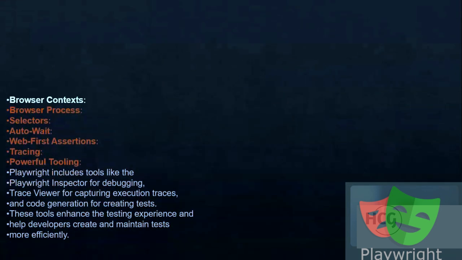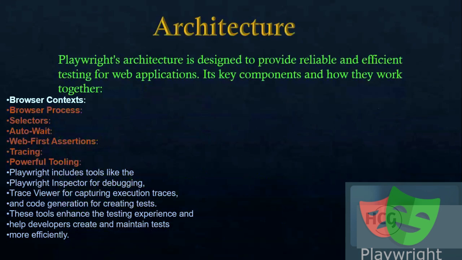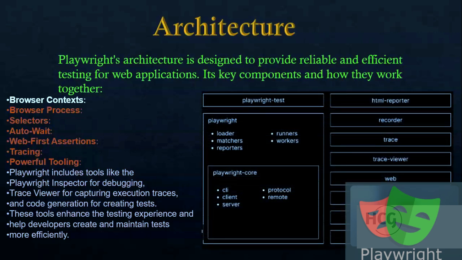Now, how does Playwright work? The architecture of any tool is the key, and it helps us understand how it works. Playwright's architecture has been designed to provide reliable and efficient testing for web applications. Its key components are mainly the browser context, as I explained earlier, the browser process, the selectors, auto waits, web first assertions, tracing, and, as I previously mentioned, the powerful tooling.